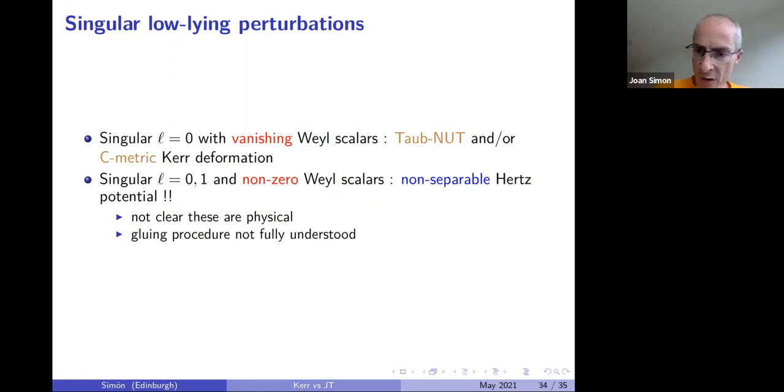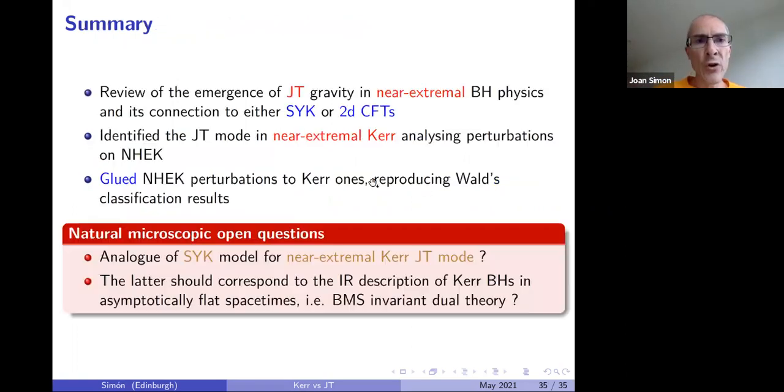But again, since I don't know if these are physical or not, just a summary: I've tried to review some of the motivation, perhaps it took too long, behind near-extremal black hole physics, the fact that the low energy dynamics is captured by the JT modes in general, and how they have this microscopic connection with SYK or 2D CFTs in the case of a BTZ black hole. I've tried to convey a little bit of the logic that we use in this very technical project.